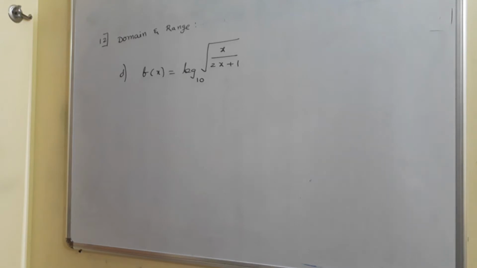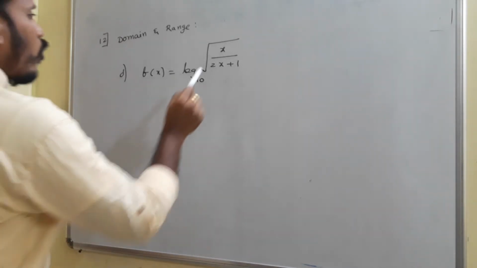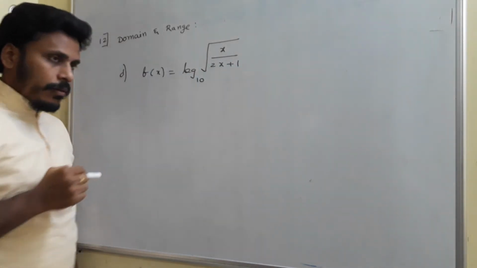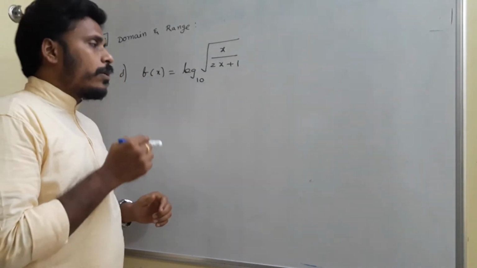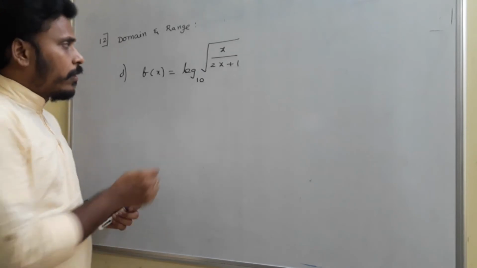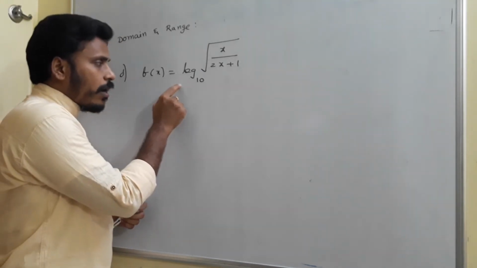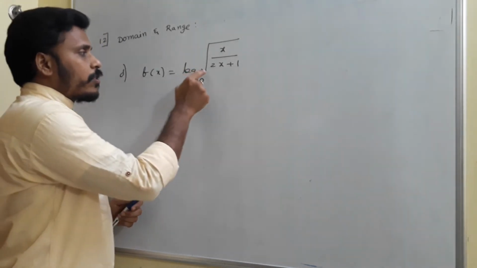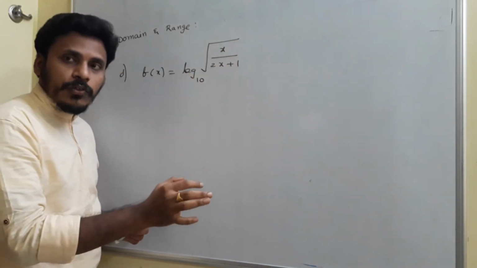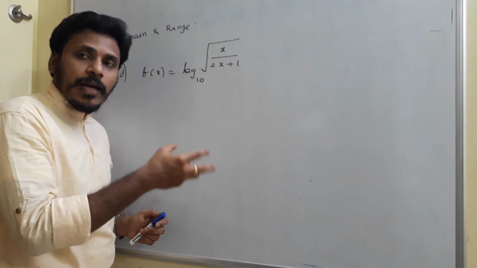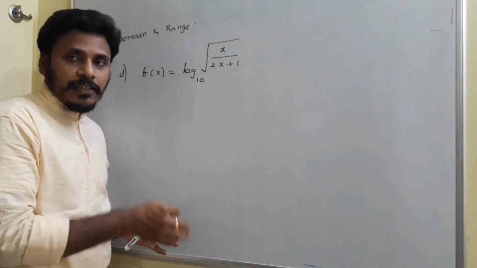So just have a look. Logarithm of square root of x by (2x plus 1) base 10. What is its domain and what is its range? To find the domain, whenever this logarithm exists, whenever this square root exists, whenever this fraction x by (2x plus 1) exists, for what values of x they exist, you need to think in such a way.